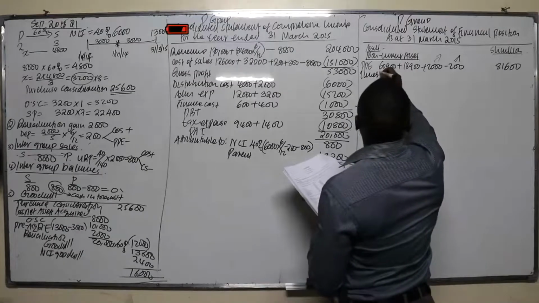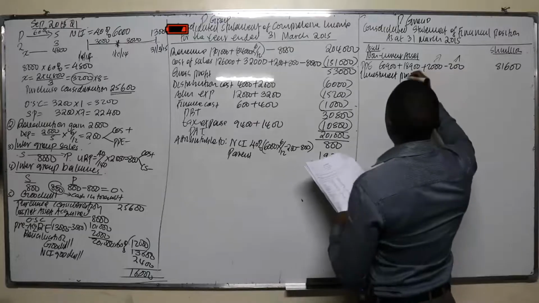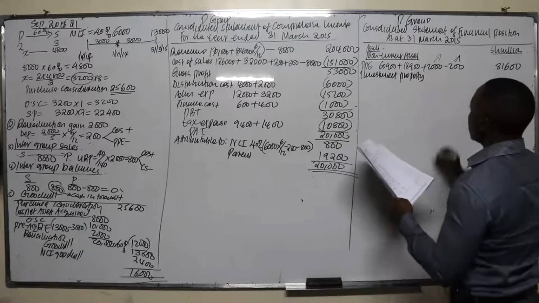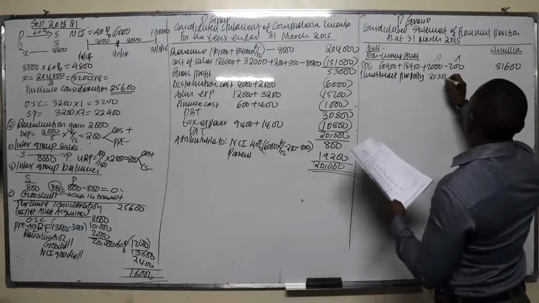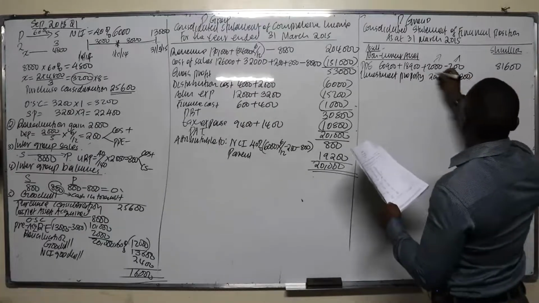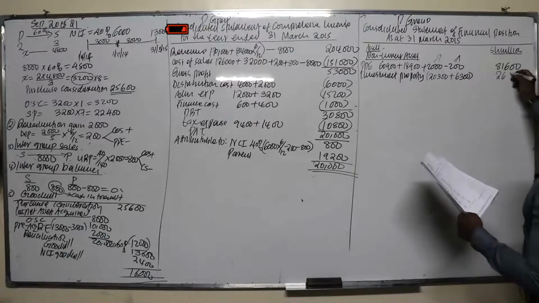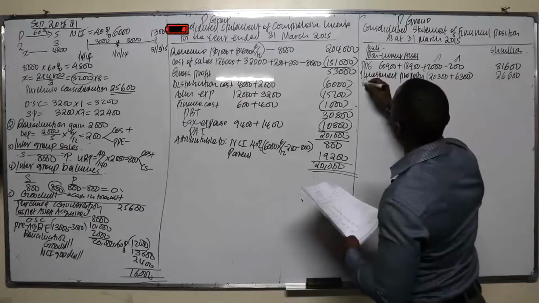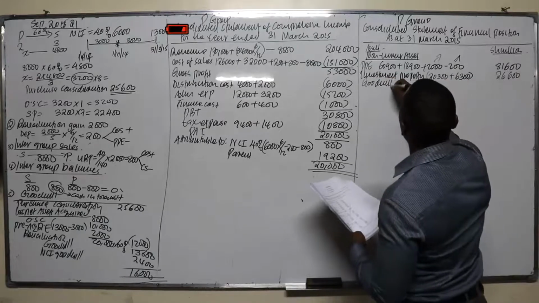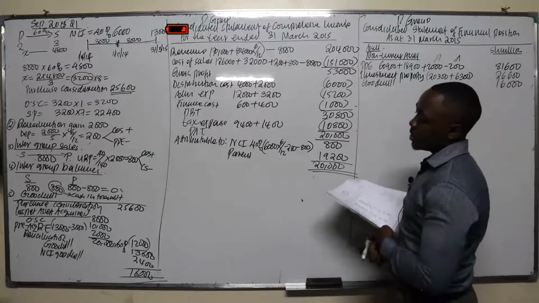Investment property. What's an investment property? Held for sale. That is 26,600, right? 26,600. Then we had an aspect of goodwill. How much is goodwill? 16,000.